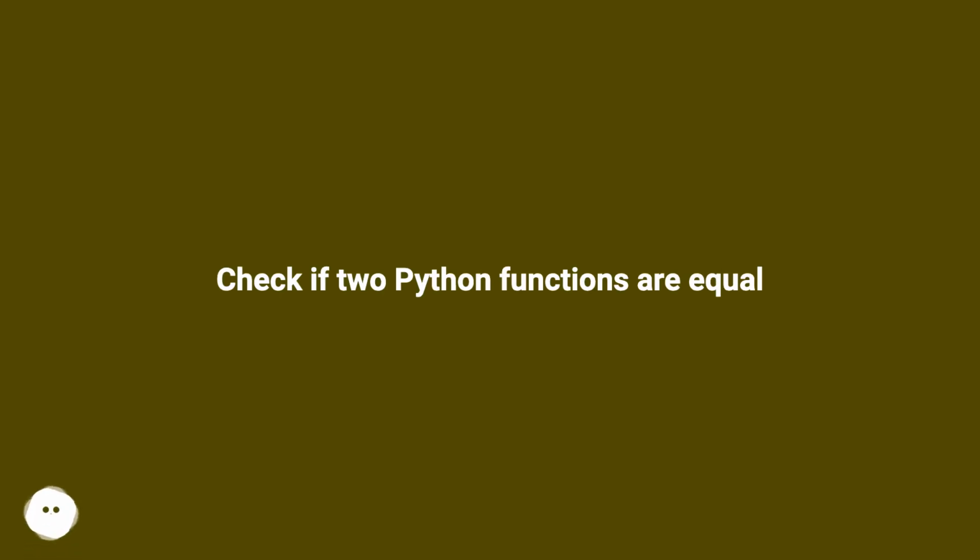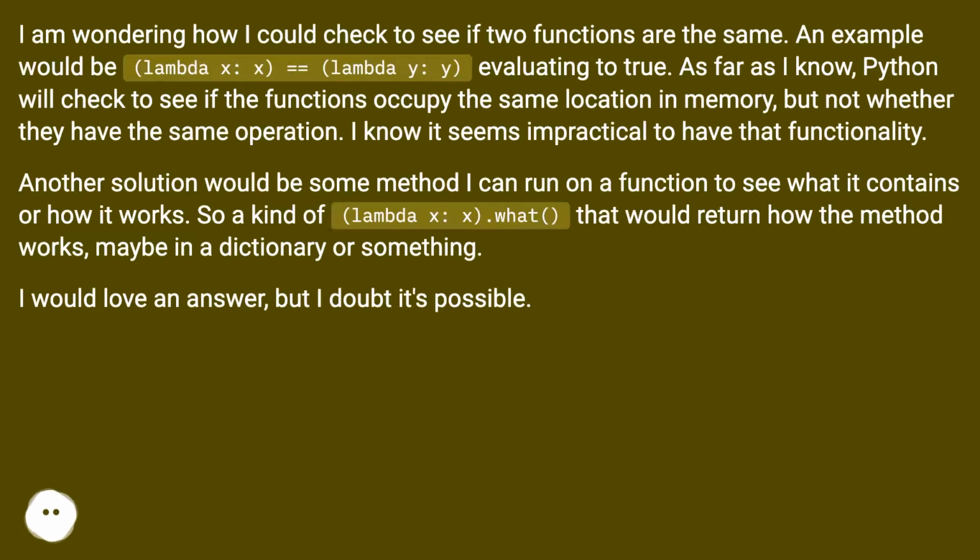Check if two Python functions are equal. I am wondering how I could check to see if two functions are the same. An example would be, lambda x: x equals lambda y: y, evaluating to true.